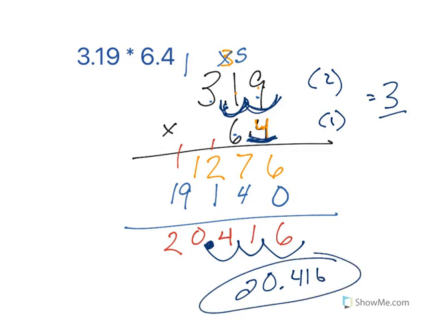Now, part of this is to think about what we're multiplying. If I just look at the whole numbers, 3 times 6 is 18. So I have a little more than 3 and a little more than 6. So my answer should be a little more than 18. 20 is a little more than 18. So that should fit. So don't lose your common sense when you're doing this.